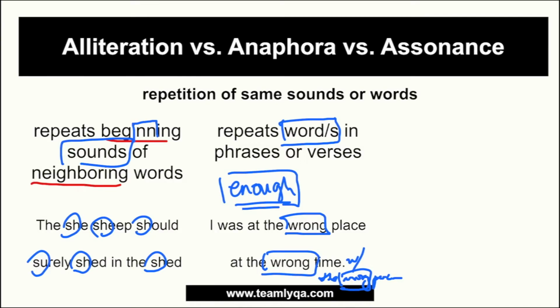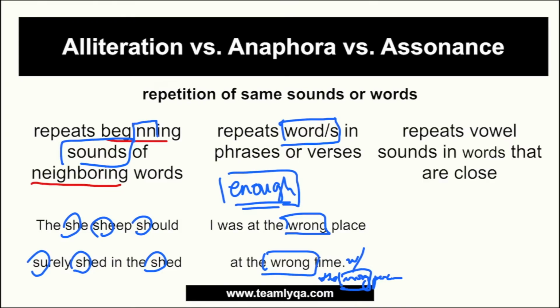Kasi ako, when I write things, kahit na essay form, or lalo na when I speak or preach, I try to keep things na parang magkakatunog. Kasi it's easier for the brain to remember. Yun yung reason kung bakit ginagamit ko to. Kasi ang assonance, it repeats vowel sounds in words that are close.